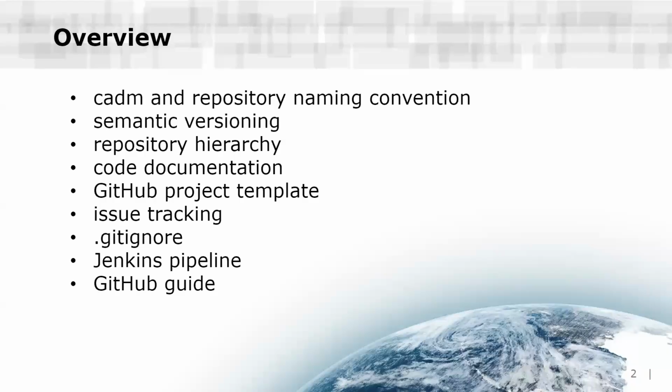So the overview of the presentation: an introduction to some new CADM stuff and repository naming conventions, a brief topic on semantic versioning, outlining a possible repository hierarchy, documenting the code and how it should be structured, and a bit more on the GitHub workflow, issue tracking, git ignore files, Jenkins pipelines, and I believe some documentation stuff.